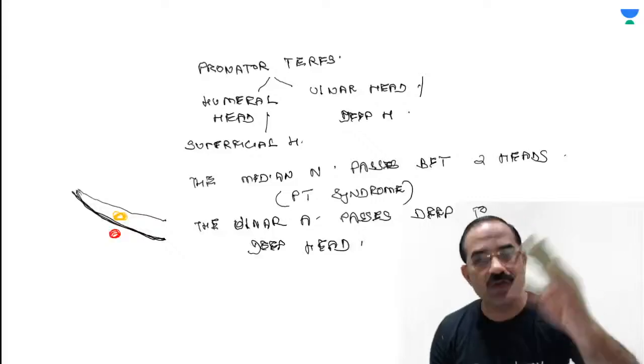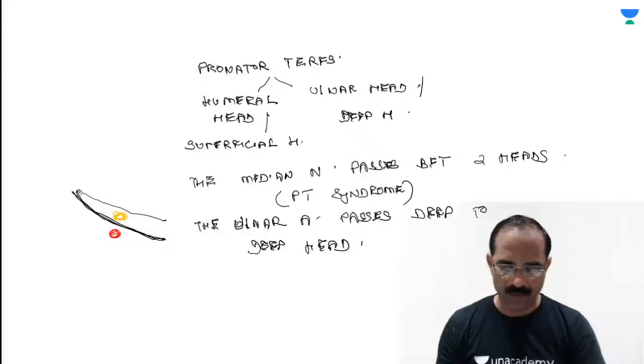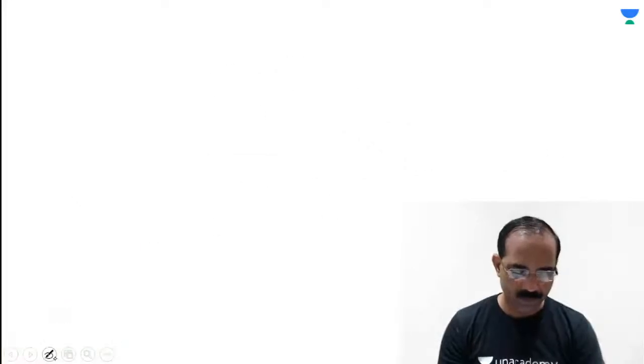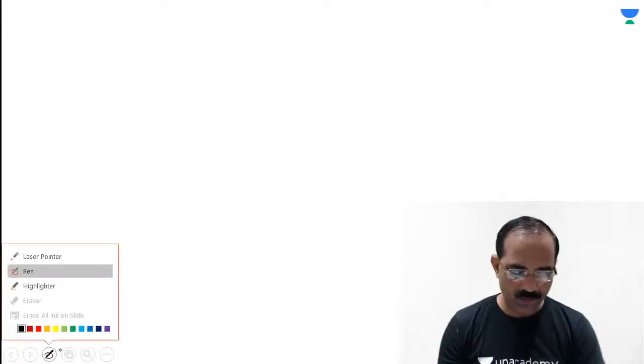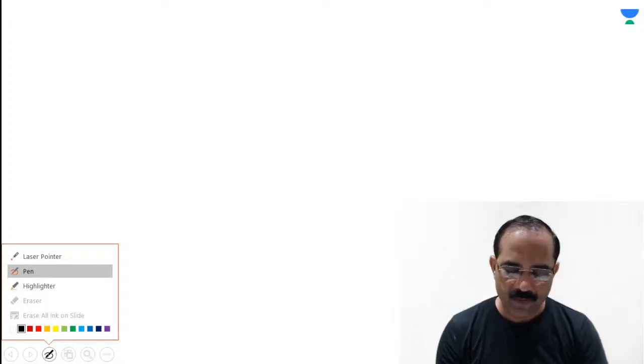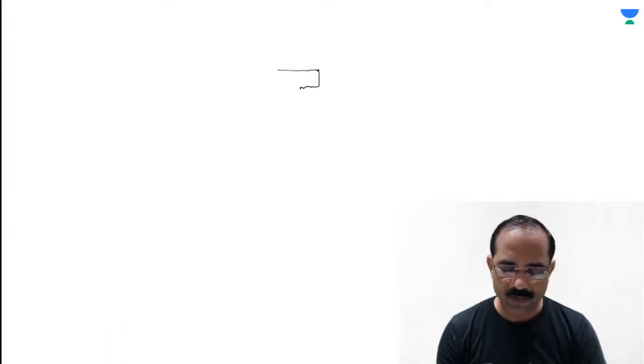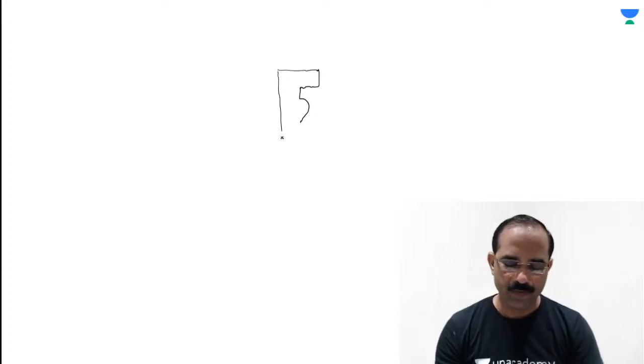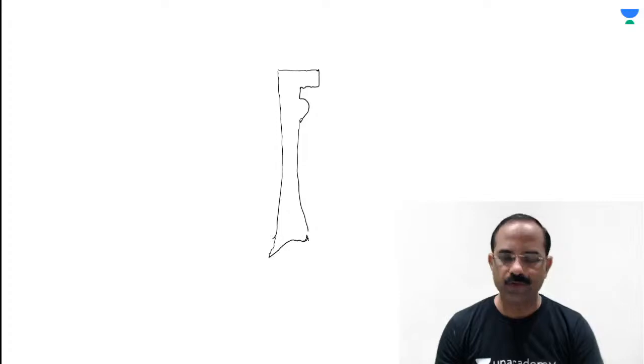Now, where is the insertion of Pronator Teres? Where does it insert? I'll just make a slide for you so you can understand this. Look, I'll clear this. Right. So now, where's the insertion of Pronator Teres? Have a look. That's the head of the radius, students. That's the neck of the radius. What do you call this? The radial tuberosity, and that's the shaft of the radius. This is the styloid process of the radius.